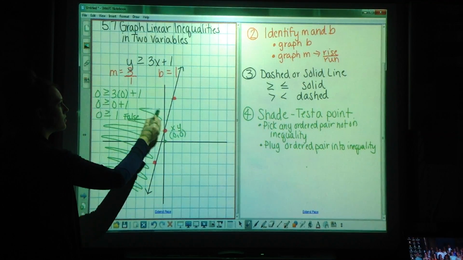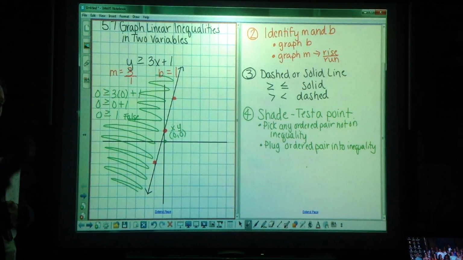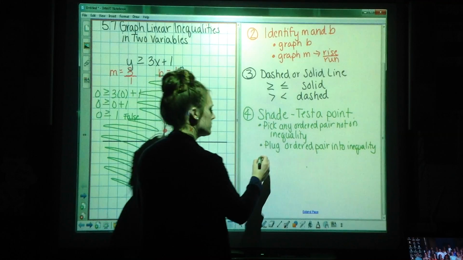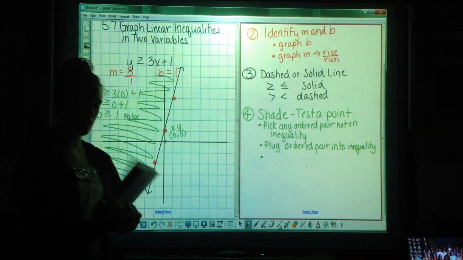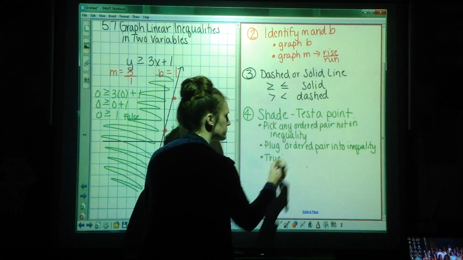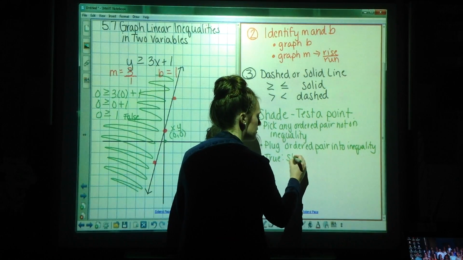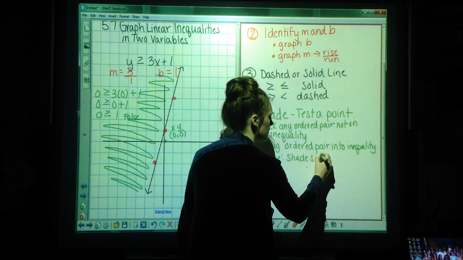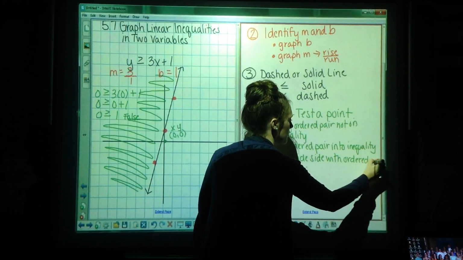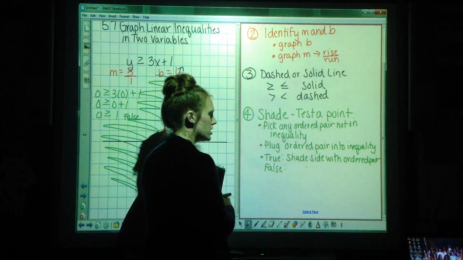Now, you can make this look so much nicer on your coordinate grid, on your graphs. You can turn your pencil and shade them really lightly. I can't do that with a smart board. I'm also going to add a step over here so you know how to shade. If you get a true statement, you're going to shade the side with your ordered pair. If you get a false statement, you're going to shade the opposite side.